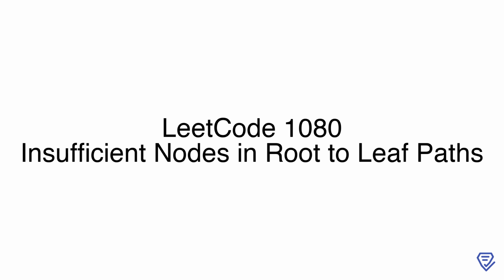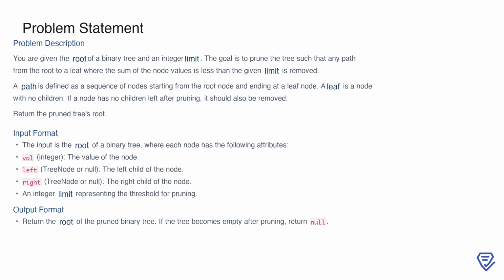Let's dive right in. In this problem, we are given the root of a binary tree and an integer called limit. The task is to prune the tree by removing any root to leaf path where the sum of the node values along that path is less than the specified limit. Here, a path is simply a sequence of nodes starting from the root and ending at a leaf, and a leaf is defined as a node that has no children.